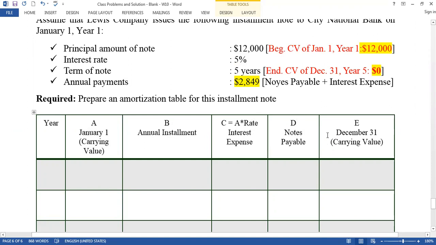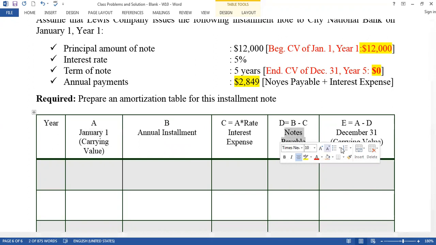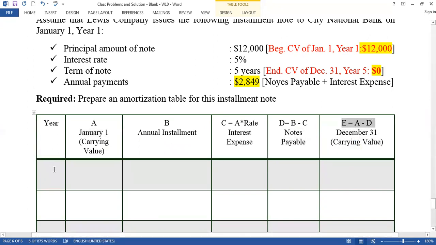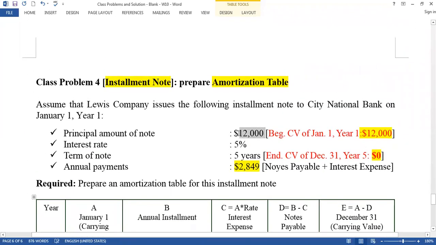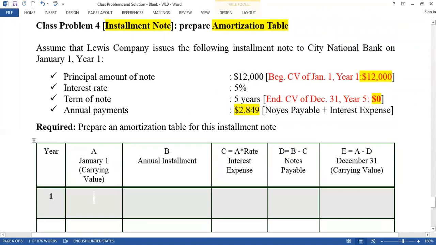Now how to calculate D? D equals B minus C. If we know B and C, then we can easily calculate D. And how to calculate E? E equals A minus D. A is the beginning carrying value, and D is the notes payment. After paying this note, the remaining is called the ending carrying value. So you have to remember this. Year 1, beginning carrying value $24,000.